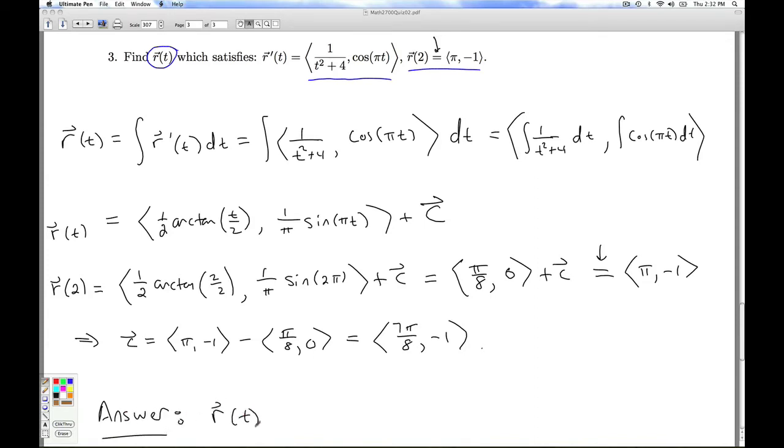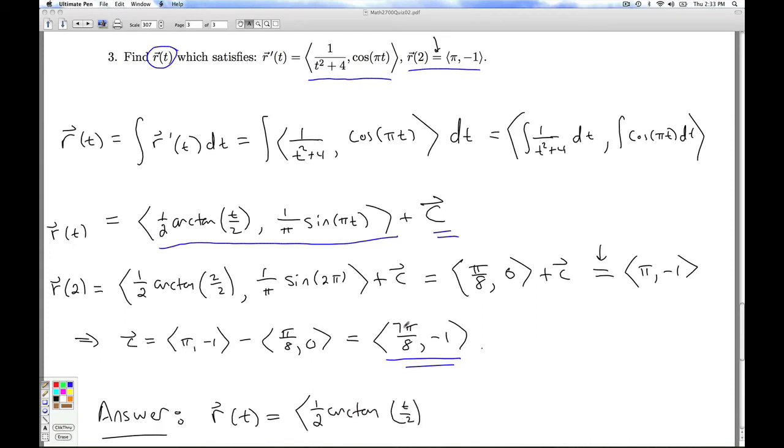r of t equals, it's this plus the constant c. And there's my constant c. So it's going to be, in the x component, I've got the 1/2 arctangent t over 2 plus the x component of the constant plus 7 pi over 8, comma, the y component, 1 over pi sine of pi t plus the y component of the constant, negative 1.